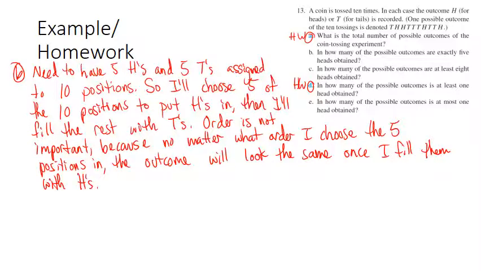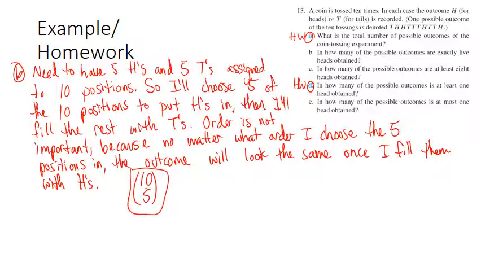Okay, so you can think of there being a hat or a bucket, and I've written 10 little slips of paper in there, and one slip of paper says the first position, and one slip of paper says the second position, and I'm going to reach in there and take a handful of 5 of them out, and then whatever those positions are, that's where I'm going to put my H's. It doesn't matter what order I pulled those little slips of paper out in, I'm just going to get the same outcome. So the answer is just going to be 10 choose 5. So that's how many ways I can do this.